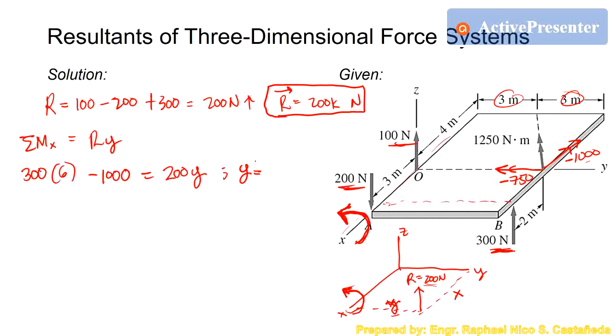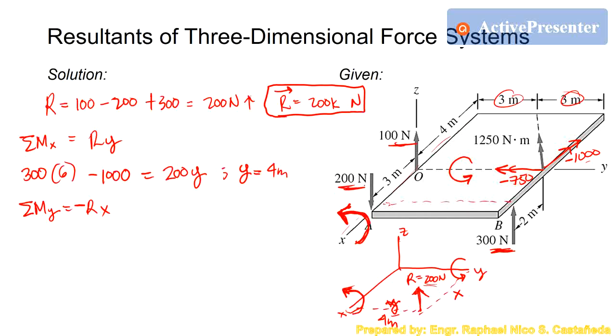So y there is four meters. So this one right here is 4 meters. To get the value of x, summation of moment about y equals R times x. Because if you take the moment here about the y-axis, we have negative R times x, because R is opposing, as it is rotating in this direction along the x y-axis.